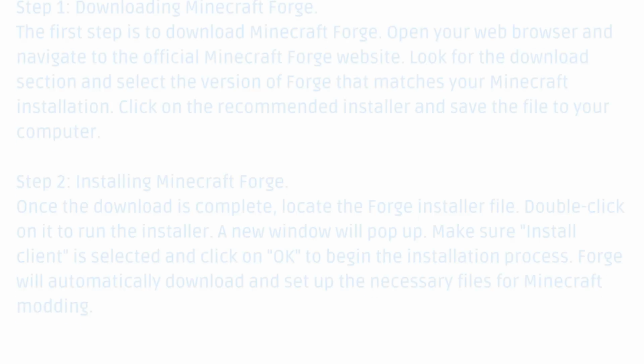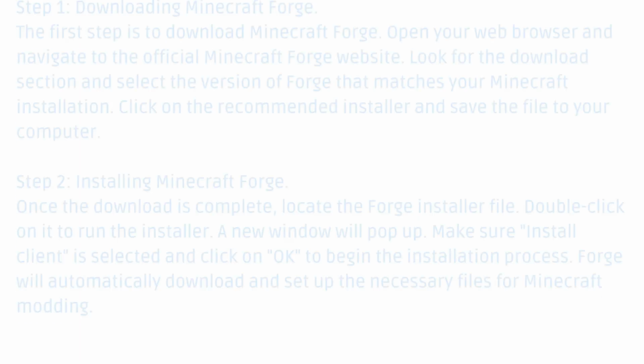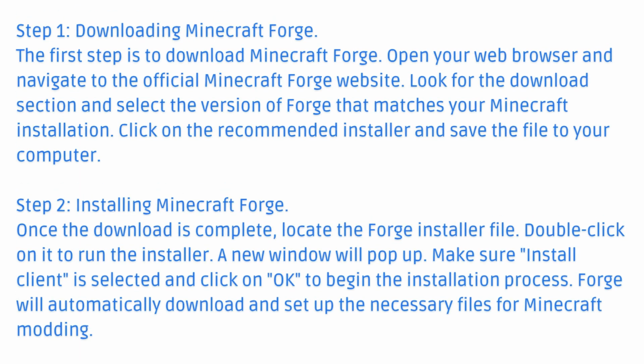Step 2. Installing Minecraft Forge. Once the download is complete, locate the Forge installer file. Double-click on it to run the installer. A new window will pop up. Make sure Install Client is selected and click on OK to begin the installation process. Forge will automatically download and set up the necessary files for Minecraft modding.